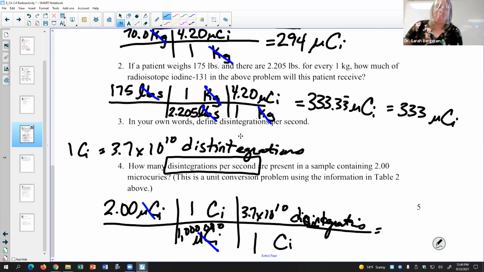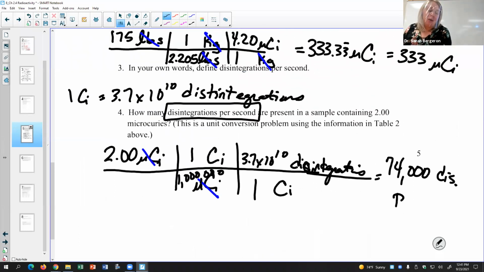So what you get? I got 74,000. Is that what y'all got? Yes? No? Yeah, okay. Disintegrations, I'm going to abbreviate. Extend the page. Disintegrations per second, right? Now I'm in the correct units. Good.